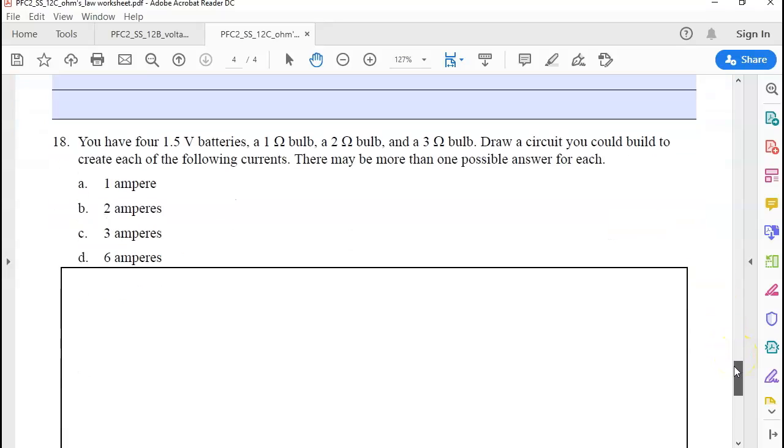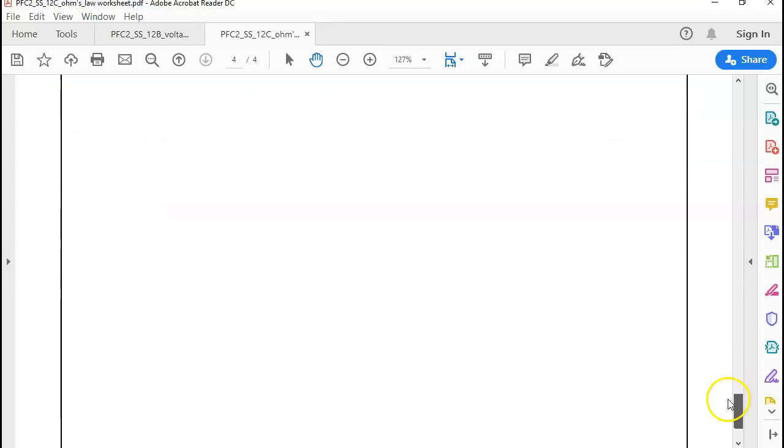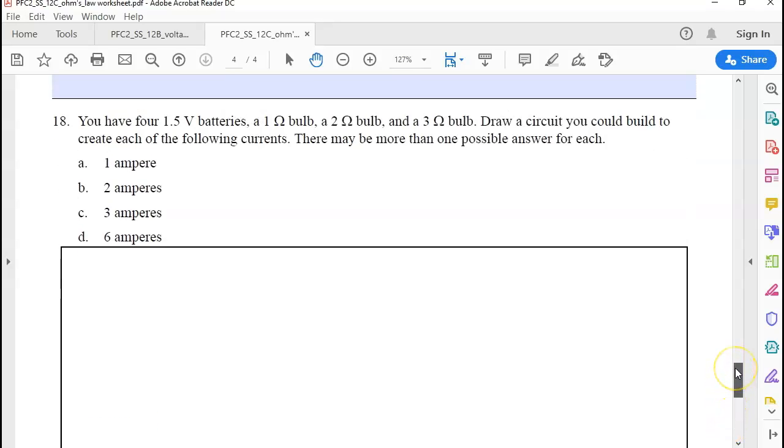Okay, now number 18, you have a big box here. And you are going to draw 4 different circuits. Okay, so there's going to be 4 different circuits in the box, and if you need more space, add a page or whatever, that's fine. And you know the symbols for circuits, so your job is to try to draw a circuit that gives you 1 amp of current. Okay?